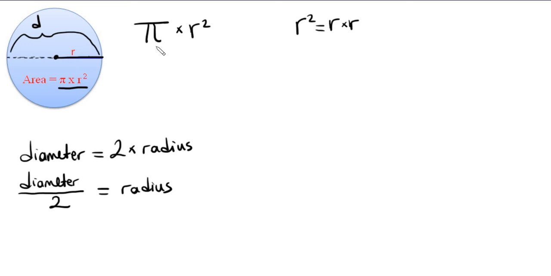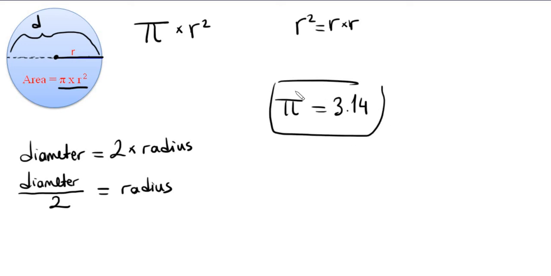In all these questions we are going to use pi equal to 3.14. In the following questions pi is always 3.14. So let's start with this example.